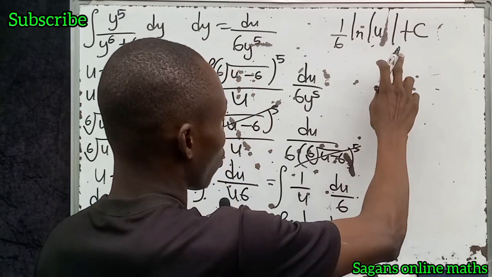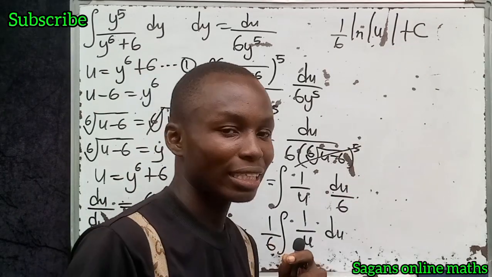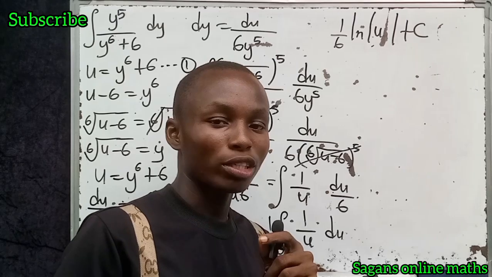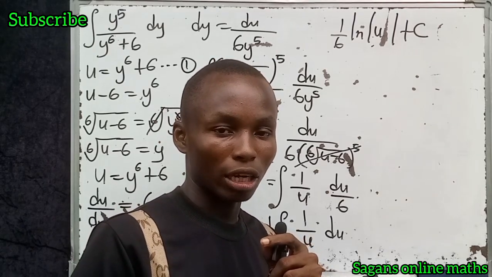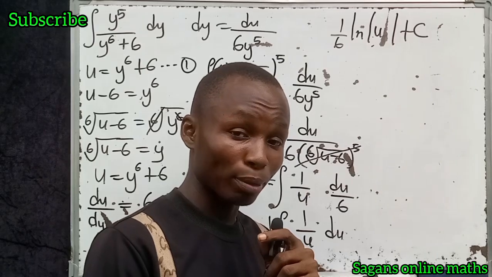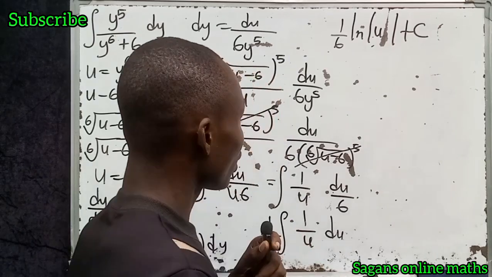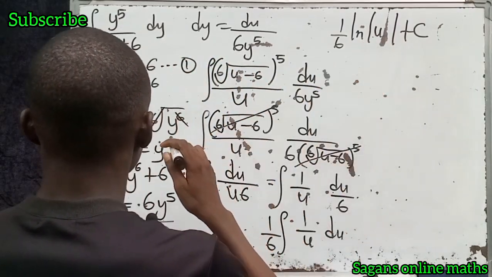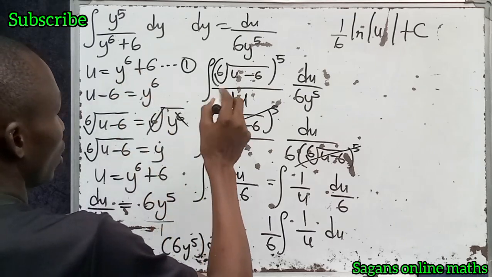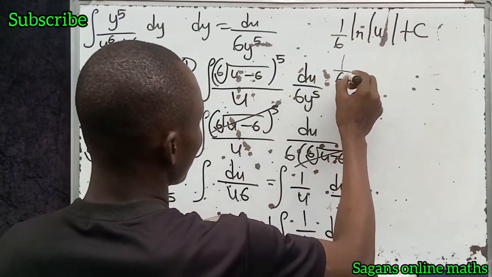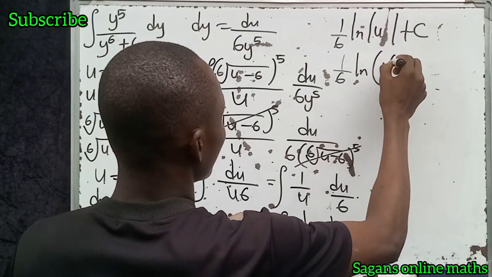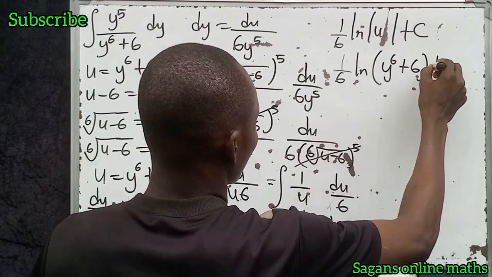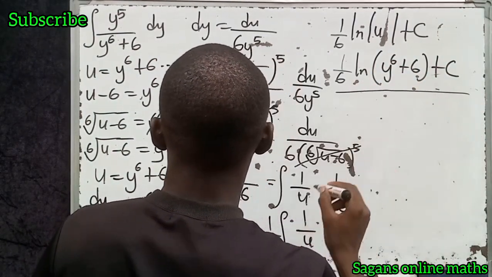That's why the integration constant is c. I know most people will ask, sir, why is it that we are having plus c there? Plus c simply means that there are many constants that were differentiated, that cannot be recovered by integration anymore. So that c you're seeing represents those constants. Now remember that our u is y to the power of 6 plus 6. So that means 1 over 6 ln of y to the power of 6 plus 6, plus our integration constant c. This is the answer.